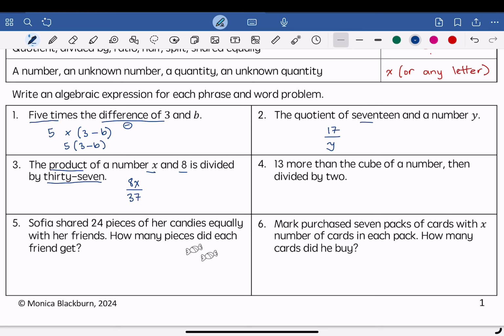Question 4. 13 more than, so it's addition, 13 more than the cube of a number. So of a number, which means we don't know what that value is, cubed, then divided by 2.